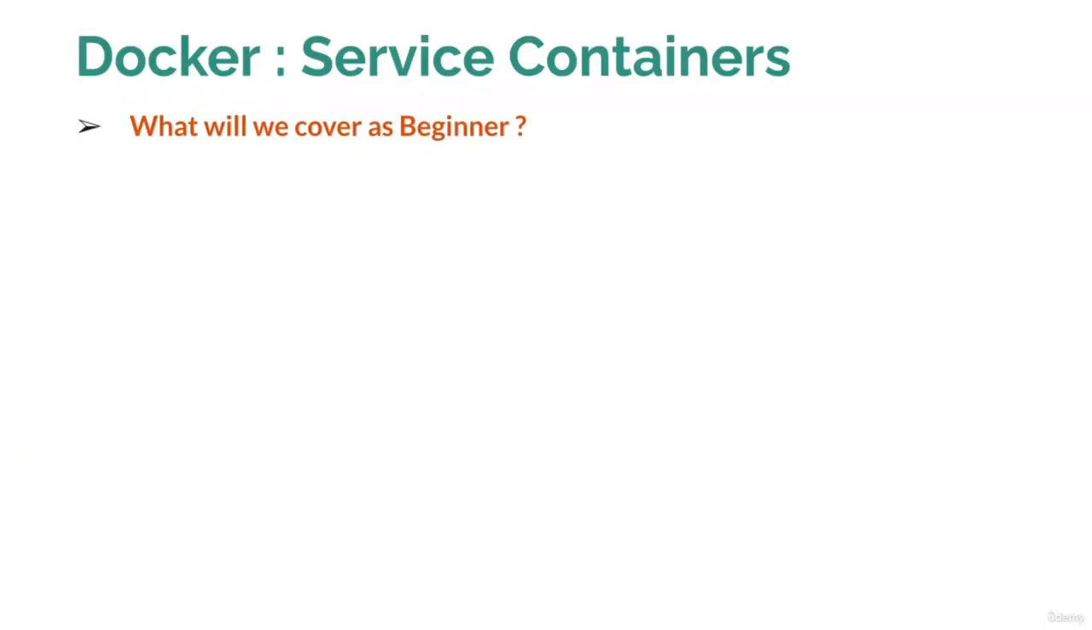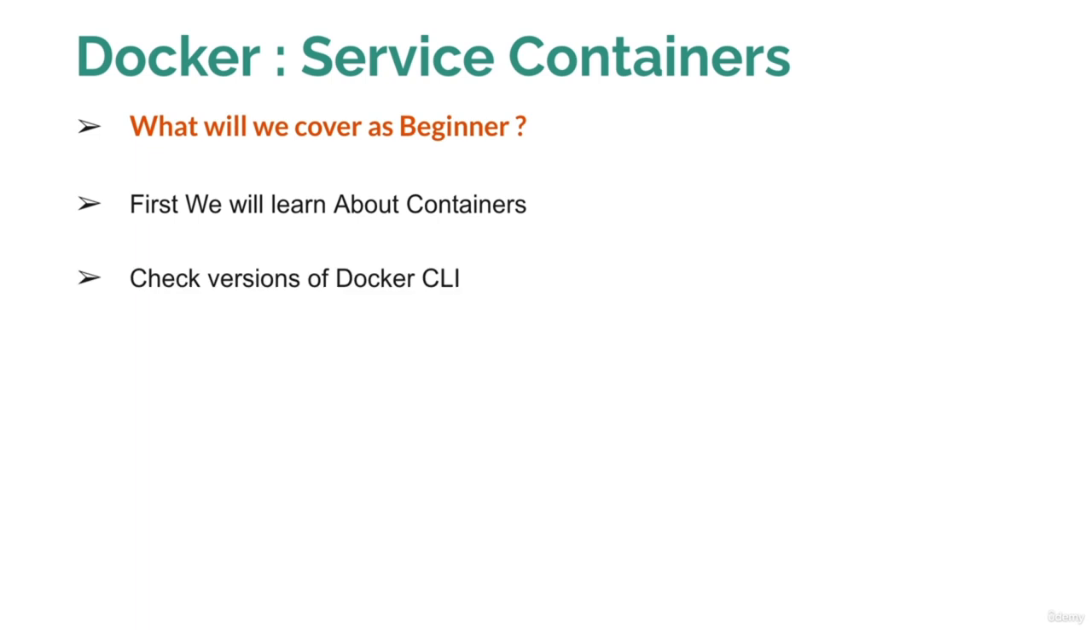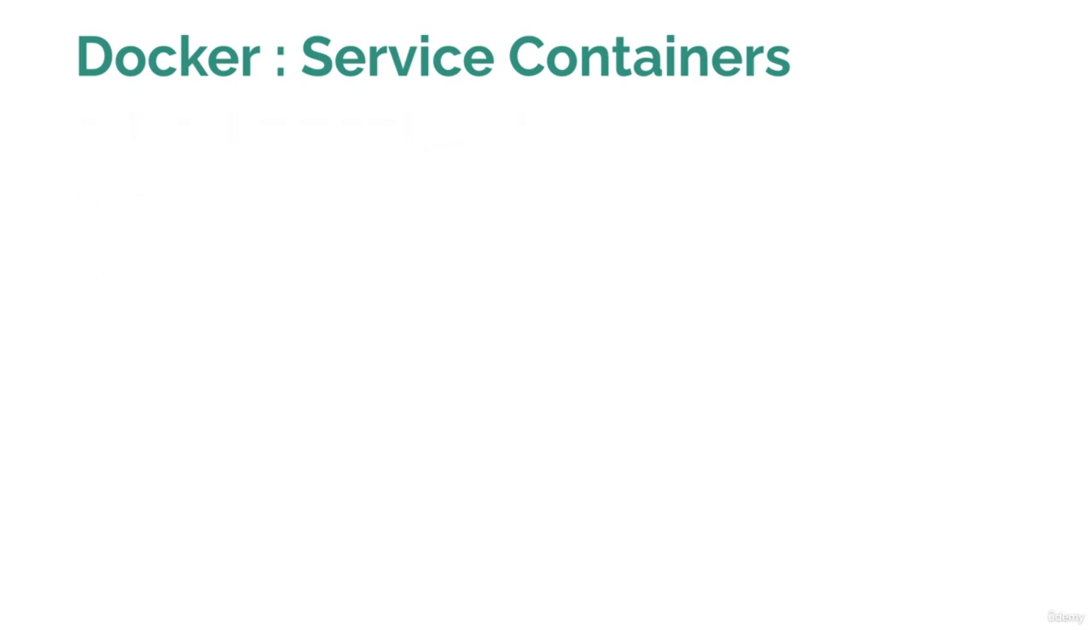As of now, we are beginners in Docker because we haven't seen Docker yet. I'm not sure if you have some experience in Docker, but I'm assuming that the people who are learning this course are beginners. So what we will cover as a beginner: very first, we will learn about containers. What are containers? How can we initiate a container on Docker? We'll check out the versions of Docker and the Docker CLI. And then we will learn about container management commands. To execute things on Docker, you need to use the Docker CLI, so you need to be very specific about the commands. The commands should be on your fingertips, and these are the commands you will be using while working with Docker. So let's start with this.